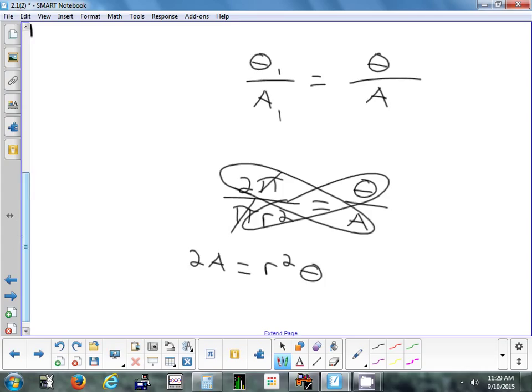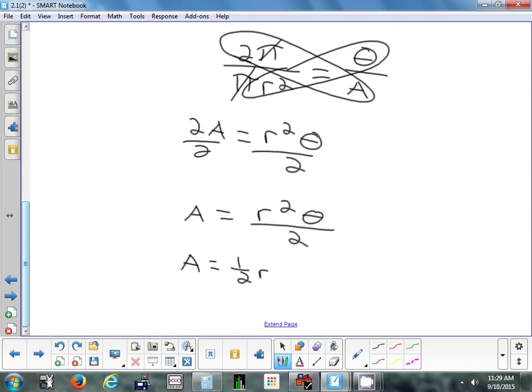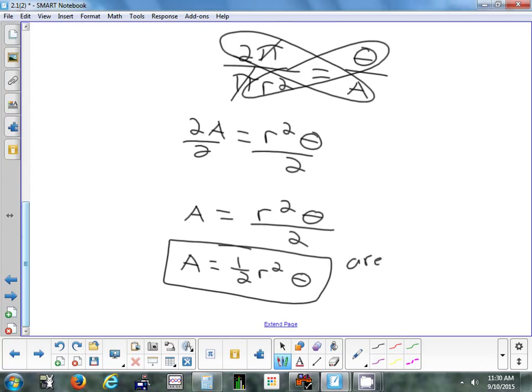Okay, now I want to get A by itself. So what would I do? Yep, we divide by 2. So we get area equals r squared theta over 2. Or dividing something by 2 is the same as multiplying by what? A half. Okay, that's how the book writes it. And that is the formula for how you find the area of a sector.